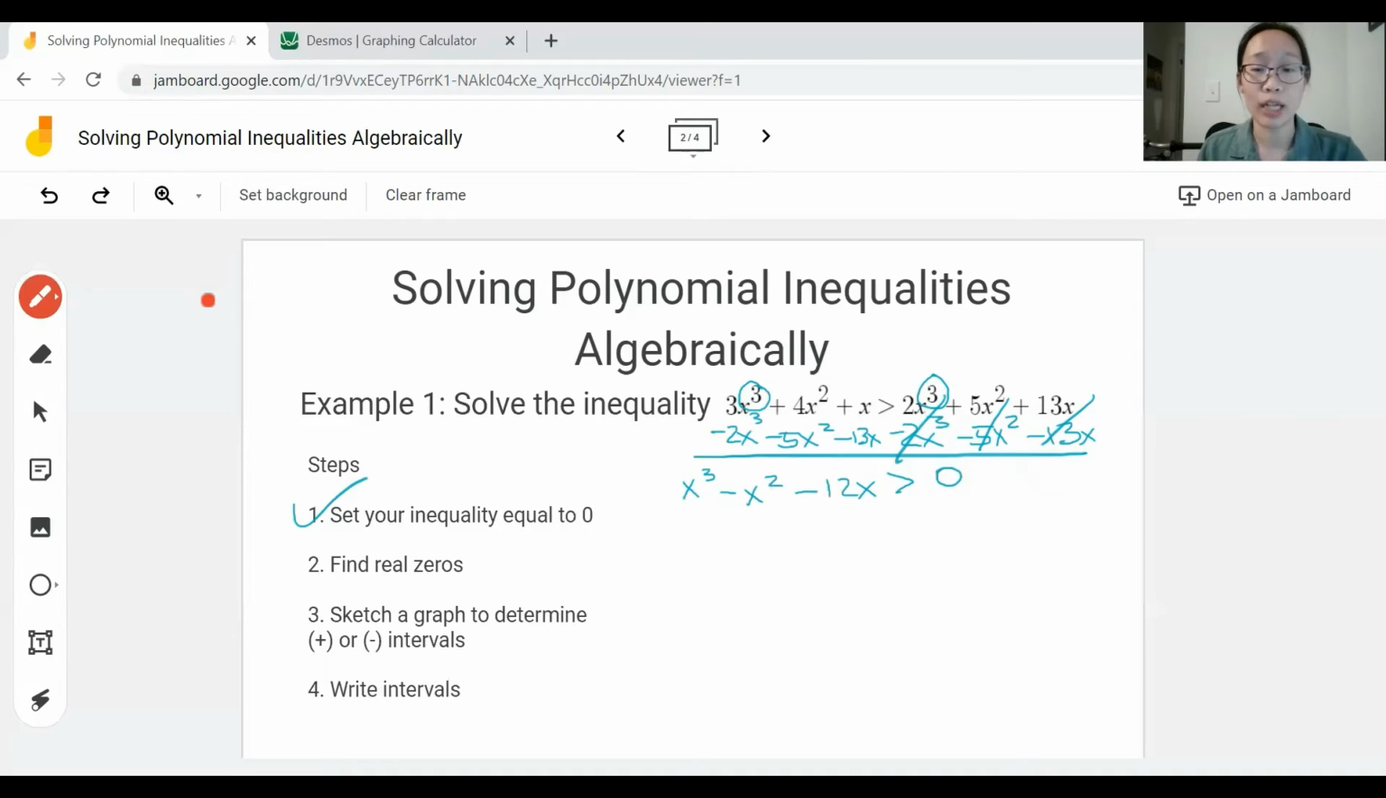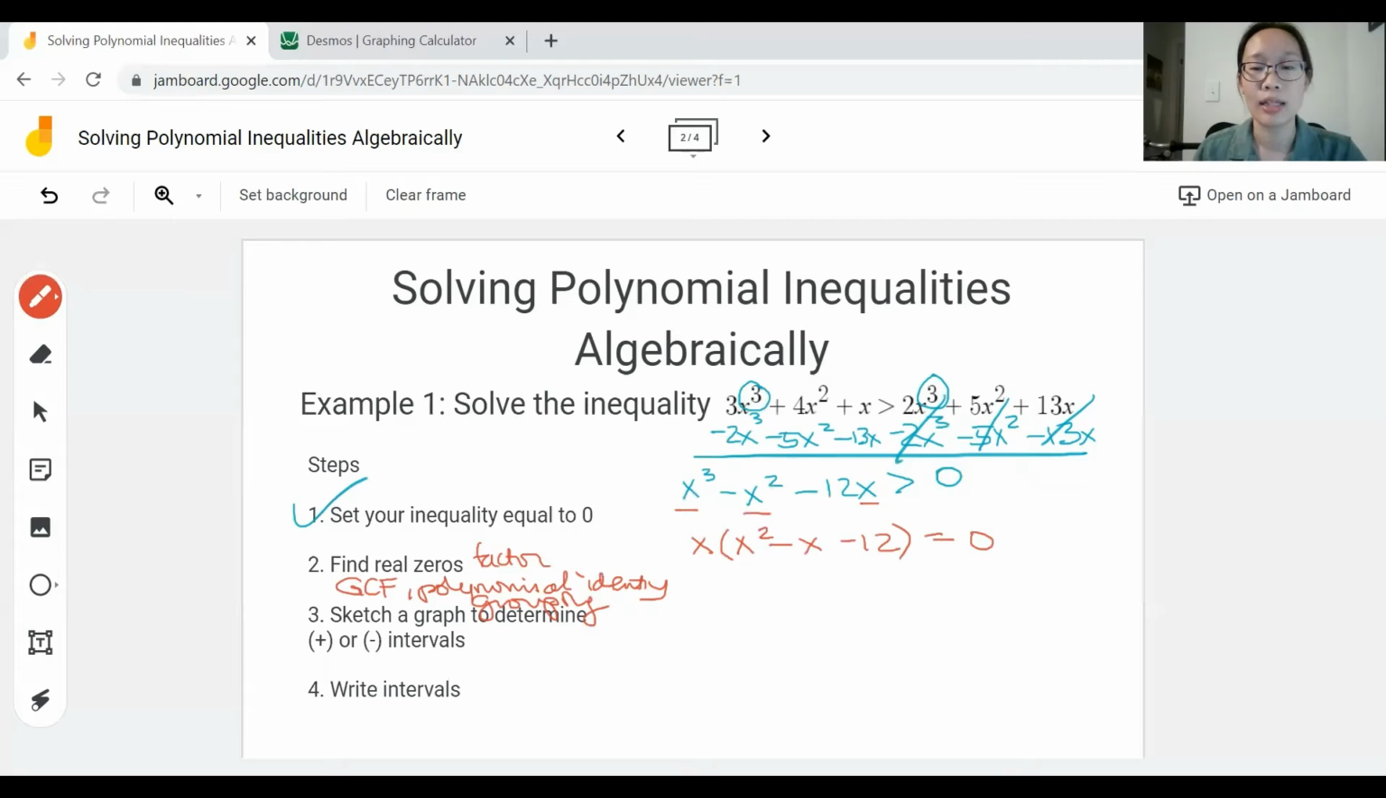Once I've set my inequality equal to 0, I can find the zeros. You can do this by looking at a graph, but since we're doing this algebraically, I'm going to try to factor. So we have a couple different factoring options: looking for GCF, polynomial identity, or factoring by grouping. In this case, I see a GCF. Since every term has an x, I can factor out the x. So that leaves me with x times x squared minus x minus 12. And I'm going to set this equal to 0 because I'm solving for zeros.